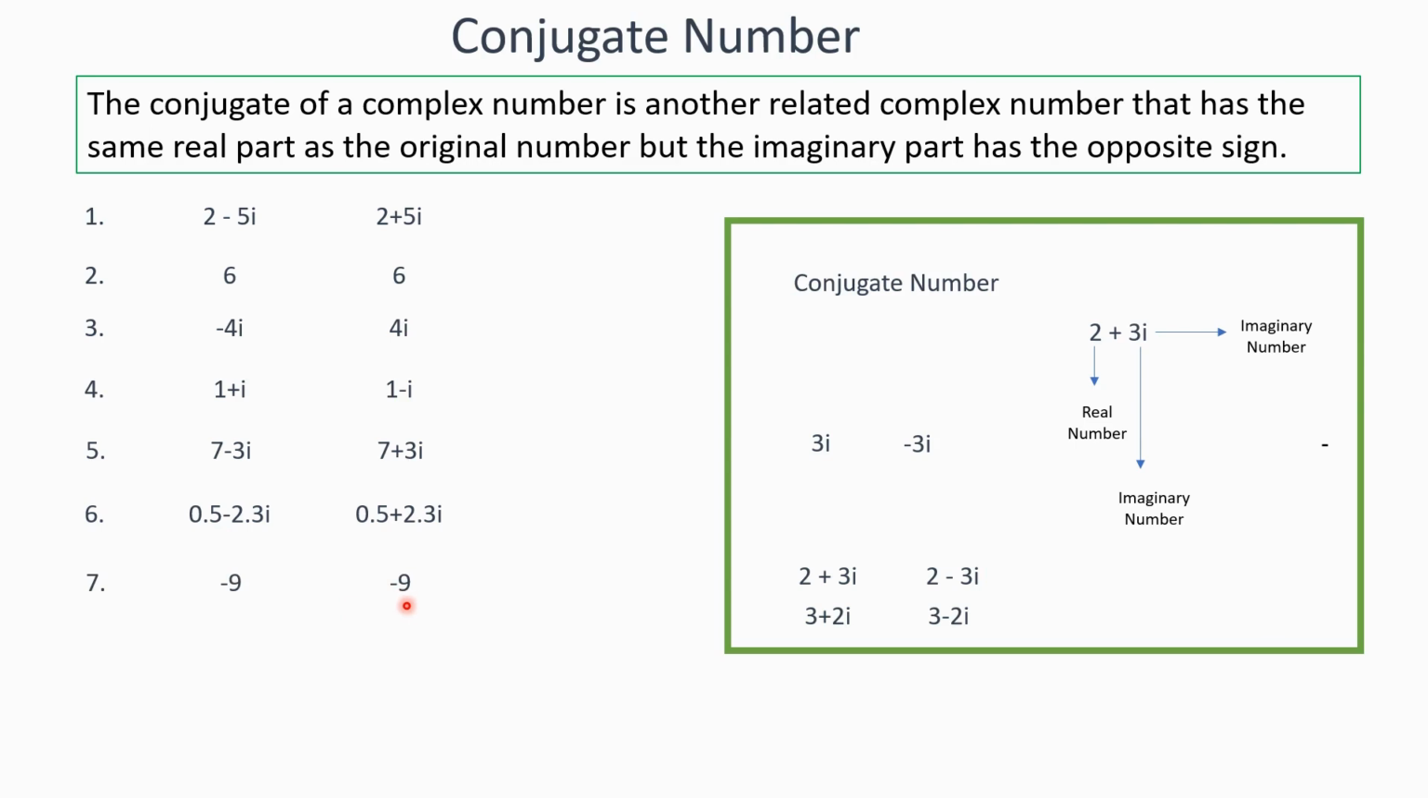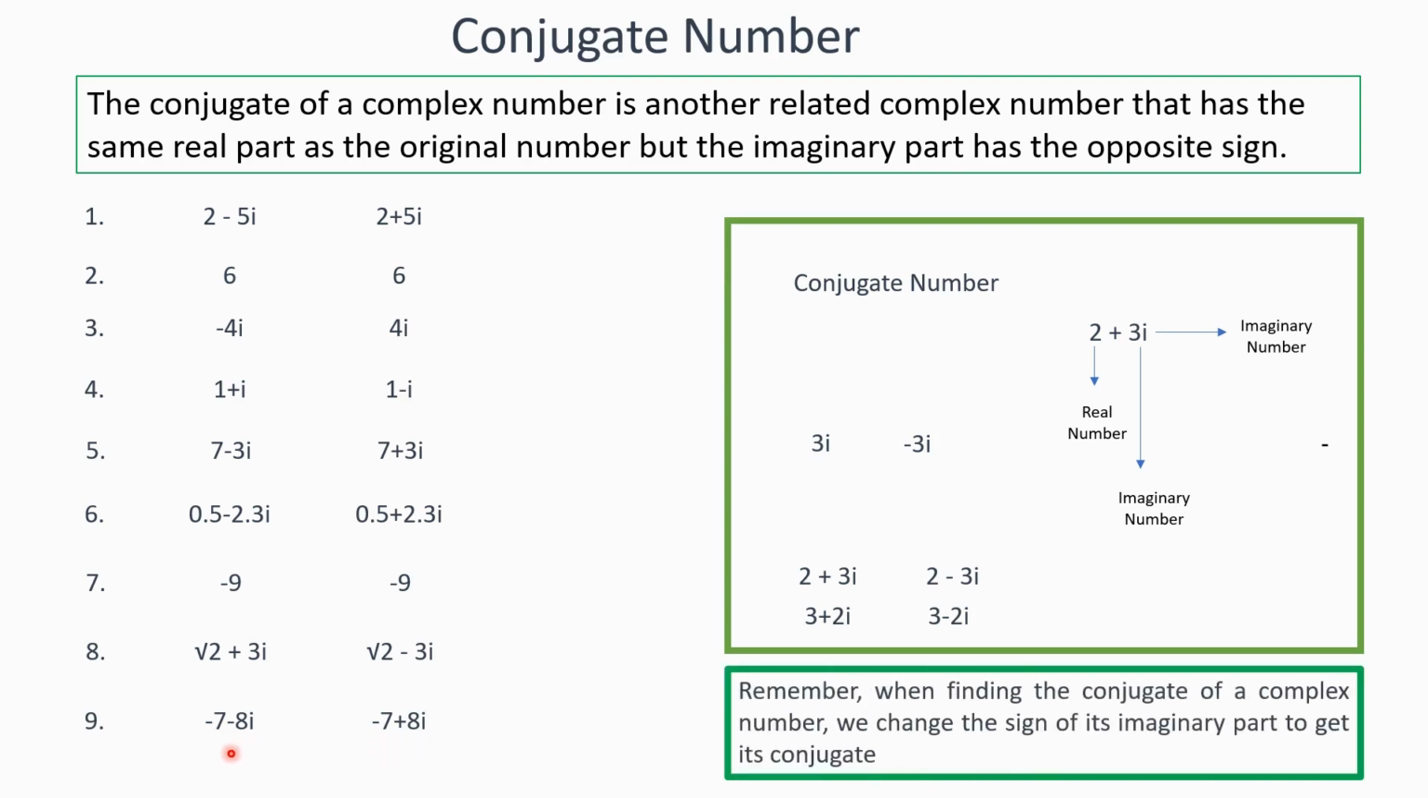8. The conjugate of the square root of 2 plus 3i is the square root of 2 minus 3i, since we just need to flip the sign of the imaginary part. 9. The conjugate of 7 minus 8i is minus 7 plus 8i, since we just need to flip the sign of the imaginary part. Remember, when finding the conjugate of a complex number, we change the sign of its imaginary part to get its conjugate.